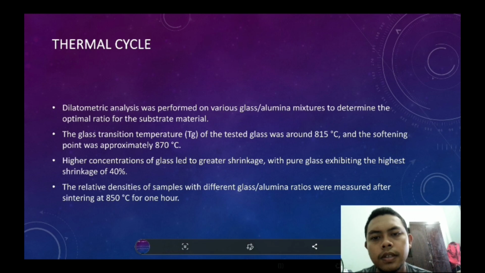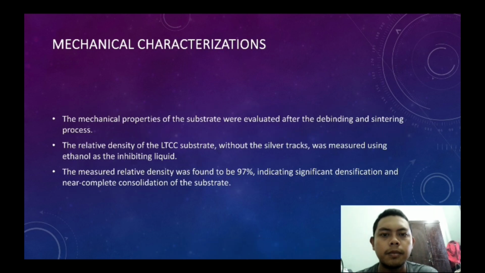The relative densities of samples with different glass alumina ratios were measured after sintering at 815 degrees Celsius for 1 hour. The mechanical properties of the substrate were evaluated after the debinding and sintering process. The relative density of the LTCC substrate without the silver track was measured using ethanol as the immersion liquid. The measured relative density was found to be 97%, indicating significant densification and near complete consolidation of the substrate.